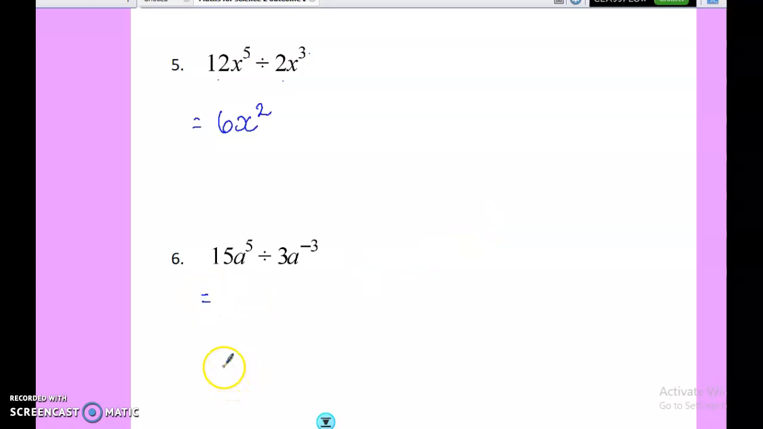Number 6, putting some negatives in as well now. 15 divided by 3 is 5. My base is a. I'm doing 5 take away negative 3. It might be a while since some of you have done some negative numbers like this. If you need a wee video reminder of some negative numbers, just let me know. You're taking away a negative, it's the same as adding, so 5 take away negative 3 is 8.